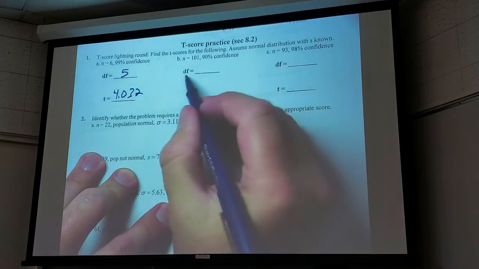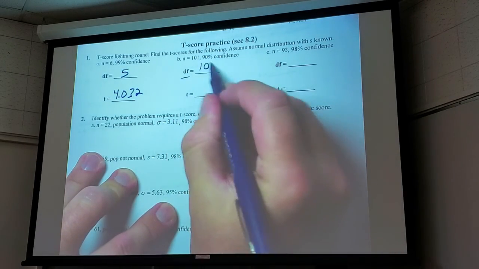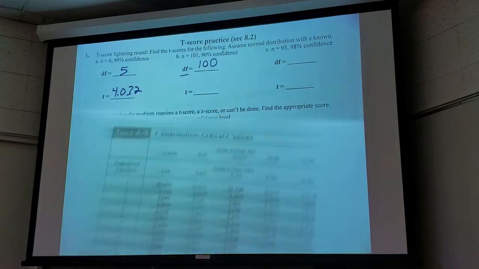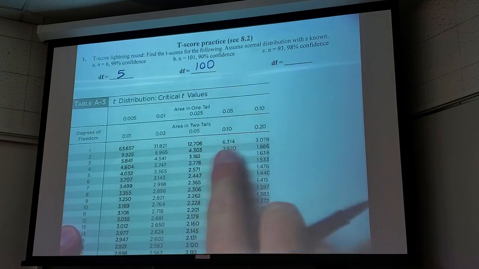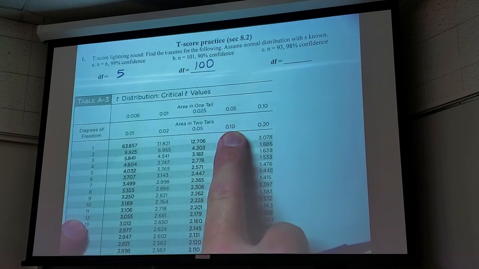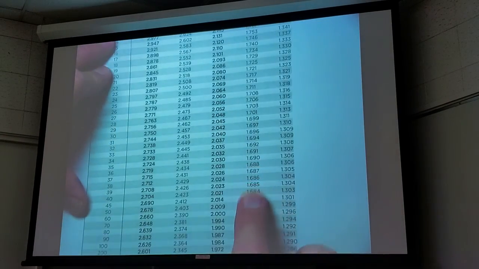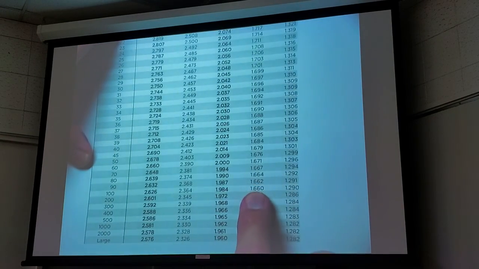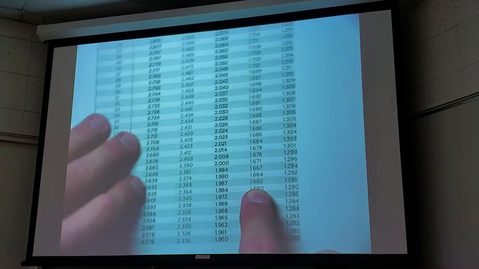This isn't too bad, right? Degrees of freedom here? 100. 90%, so what column am I looking in? The fourth one, because that's got 10% outside. And then I just stop at 100. There we go. 1.66.